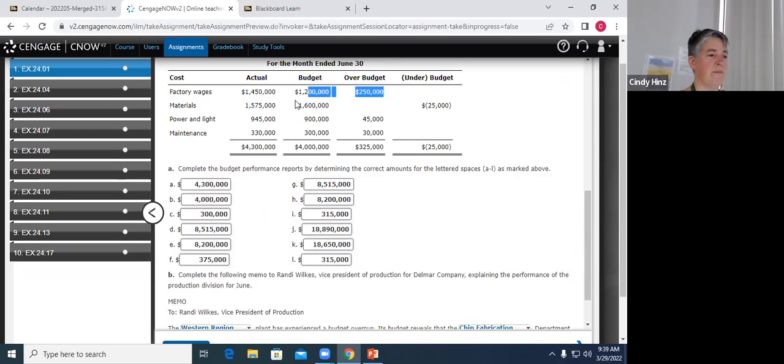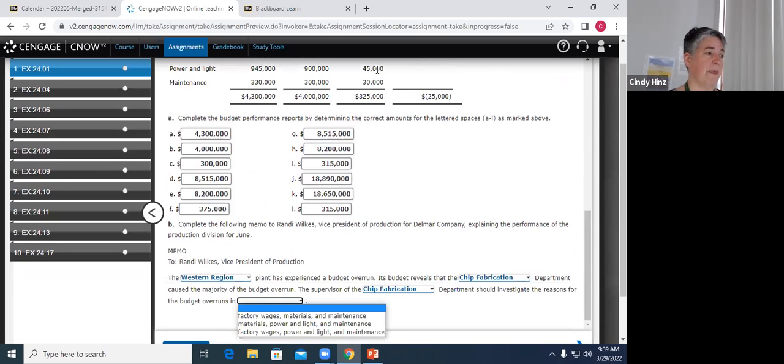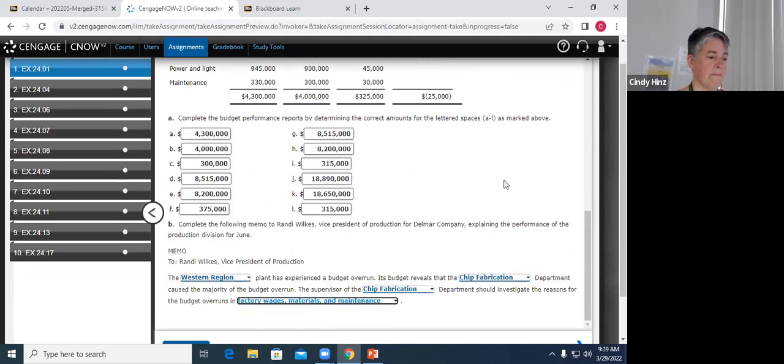And where's the biggest budget overrun within that department? Factory wages by $250,000. There are also overruns, but much smaller, in power and light and maintenance. Oops. Factory wages, power and light, and maintenance. That's the one I wanted.